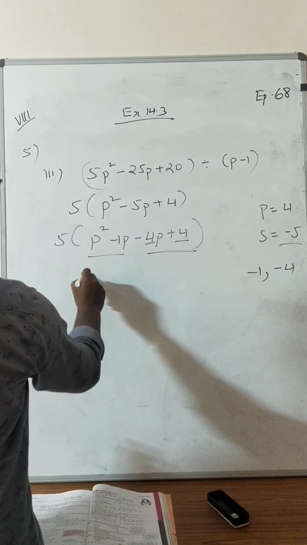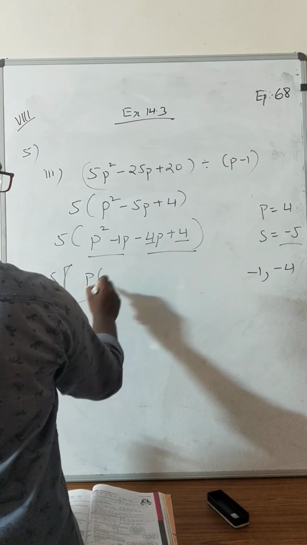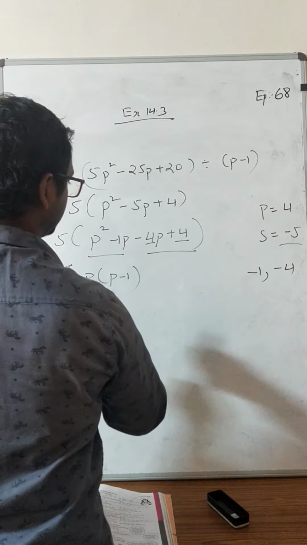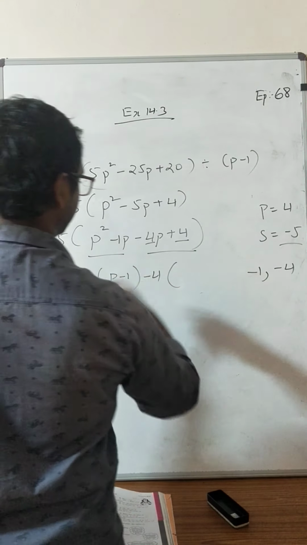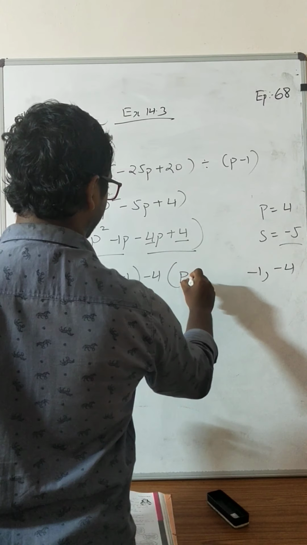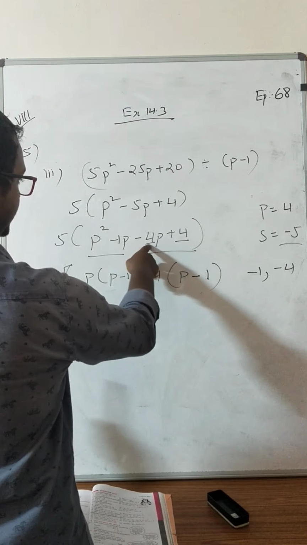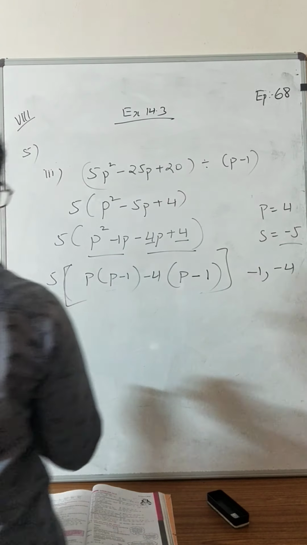So here I will take p as common. Then I will be left with p minus 1. Here I will take minus 4 as common. Then I will be left with p and minus 1. Because minus 4 into p is minus 4p. Minus 4 into minus 1 is plus 4.